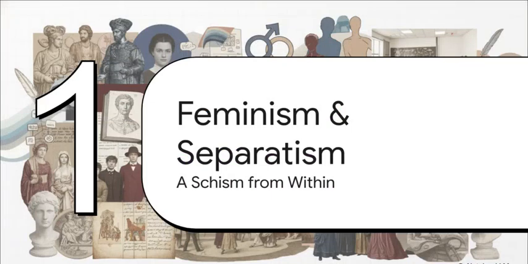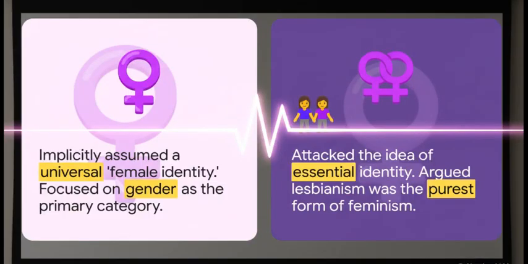Okay, so this new solidarity was powerful, but it also started to create some cracks from within, which brings us to feminism and lesbian separatism, a kind of schism from inside the movement. So this is where things get really interesting. You had mainstream feminism, which was often working with this idea of a universal female identity, right? A kind of we're all in this together as women vibe.